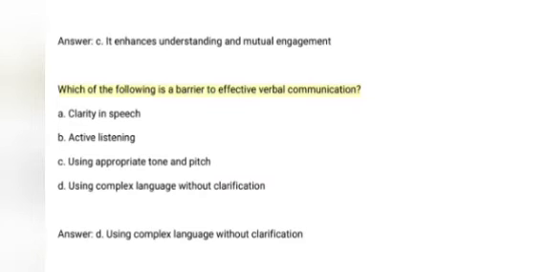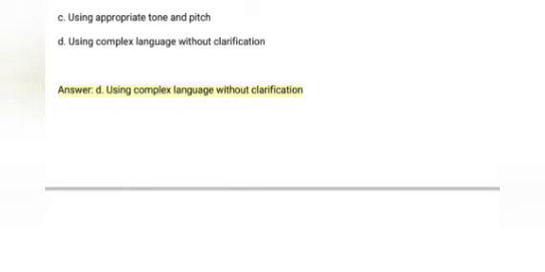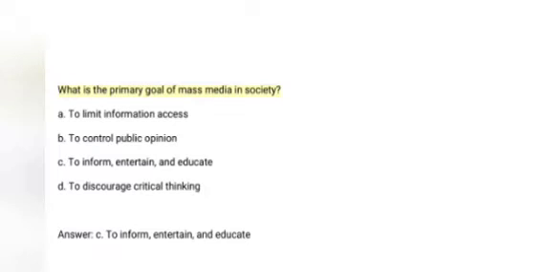Which of the following is a barrier to effective verbal communication? A. Clarity in speech. B. Active listening. C. Using appropriate tone and pitch. D. Using complex language without clarification. Answer: D. Using complex language without clarification.